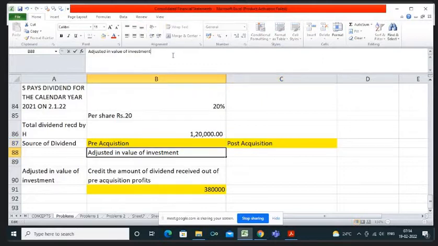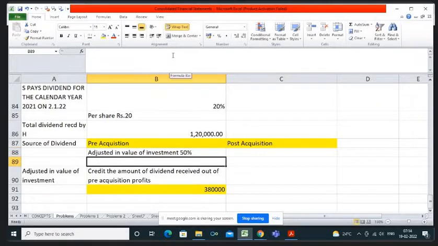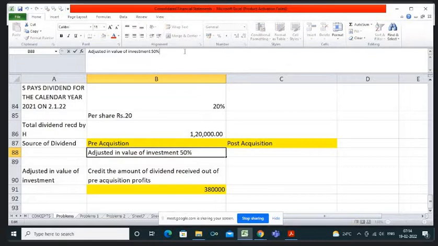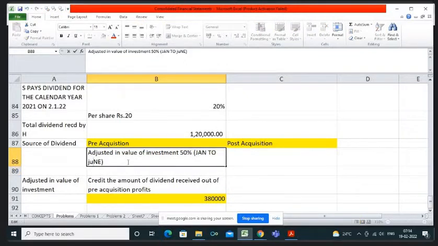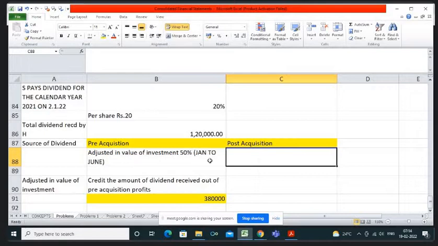So pre-acquisition is adjusted in the value of investment. How much? 50%. How 50%? Because the pre-acquisition period is January to June. January to June, we have the pre-acquisition period. Exactly 6 months. 6 by 12, it will be 50%.